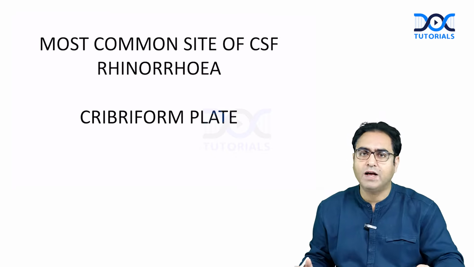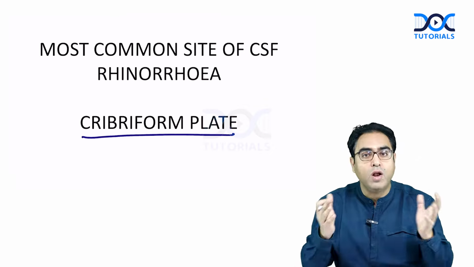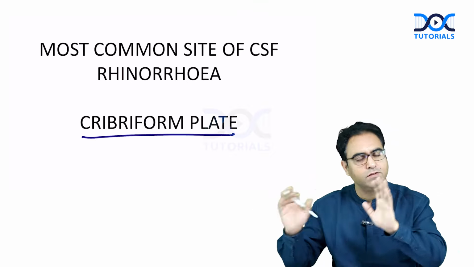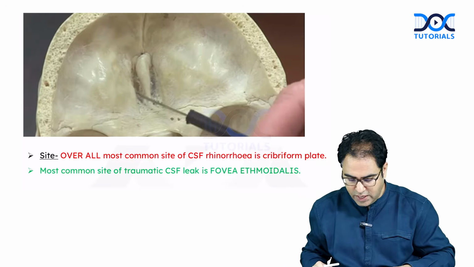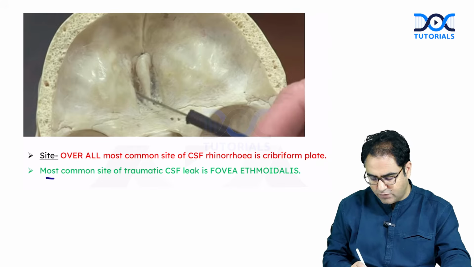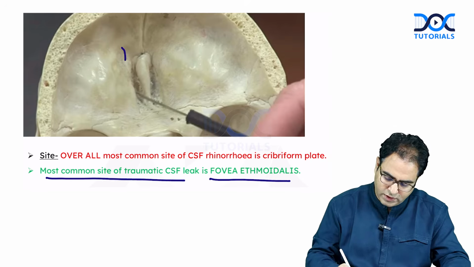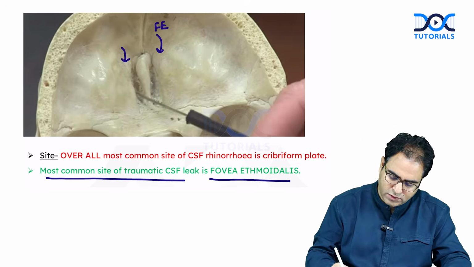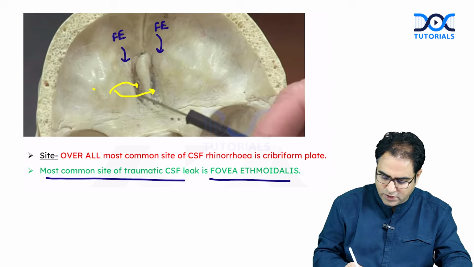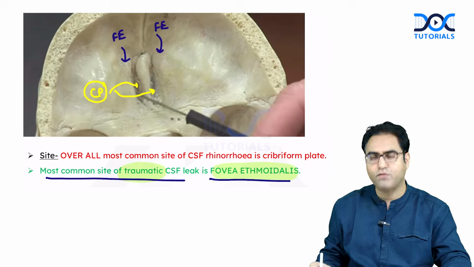Now 2 questions. If they ask you, what is the commonest site of CSF rhinorrhea? Of course, cribriform plate, all causes combined together. If they say, in general, most common site of CSF rhinorrhea, just mark cribriform plate. But if they ask you the most common site of traumatic CSF leak, then you mark fovea ethmoidalis. My dear friend, this is the fovea ethmoidalis. So in general, overall most common site is cribriform plate. But if they particularly ask traumatic CSF, then you have to mark fovea ethmoidalis.